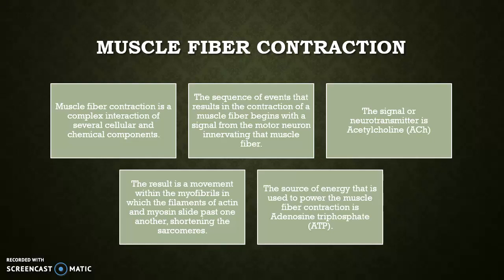The result is a movement within the myofibrils in which the filaments of actin and myosin slide past one another, shortening the sarcomeres. The source of energy that is used to power the muscle fiber contraction is adenosine triphosphate, or ATP.